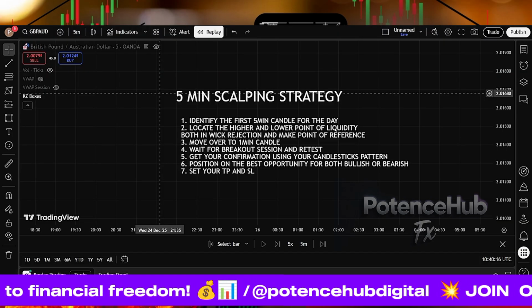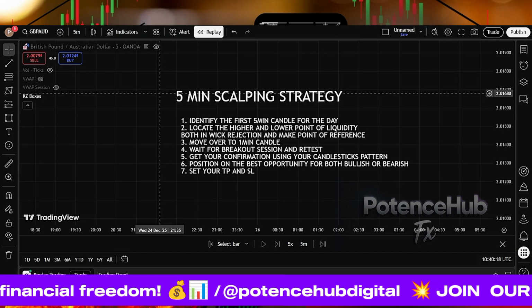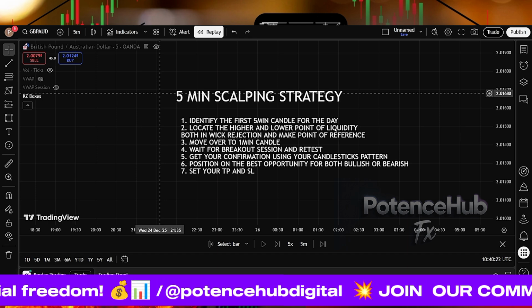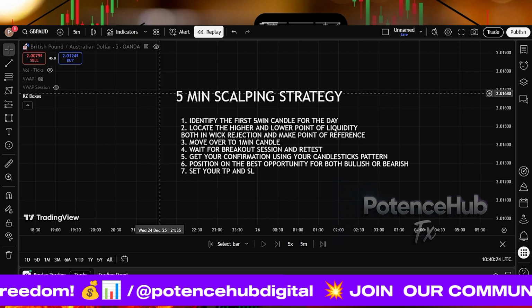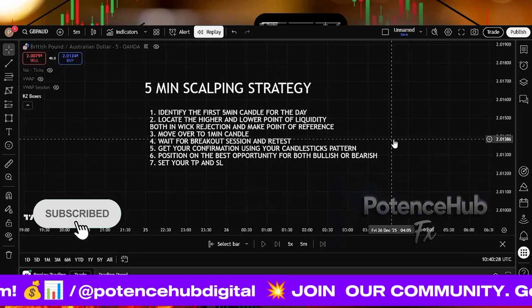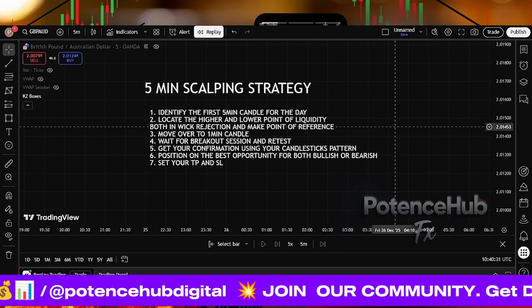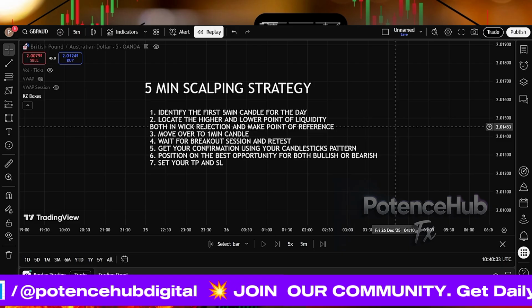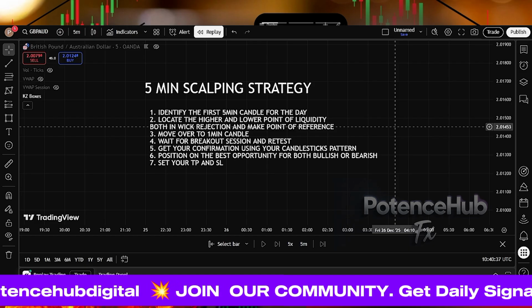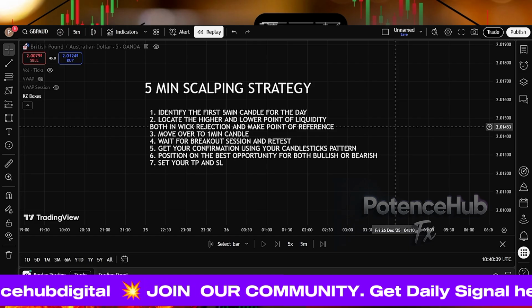Alright, welcome back. So when we talk about the 5 minute scalping strategy, this is one of those quick strategies which you could use to venture into the market and make funds. Are we together now? With this particular strategy, you would be able to do a lot. So we're going to be looking at a couple of things in this strategy.